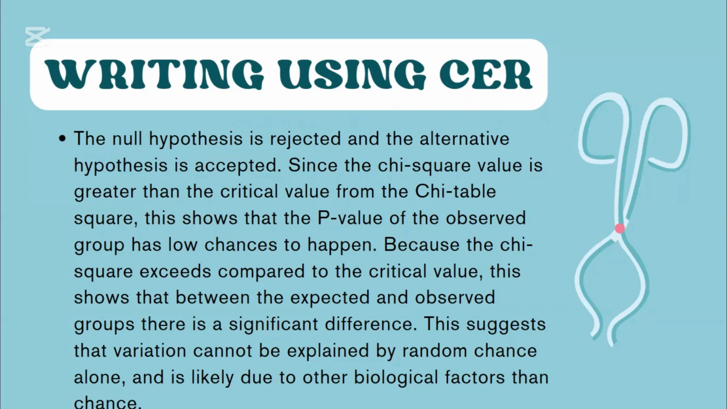the observed group has low chances to happen. Because the chi-square exceeds the critical value, this shows that between the expected and the observed groups there is a significant difference. This suggests that the variation cannot be explained by random chance alone, and it is likely due to other biological factors. This is how you can write down your conclusion in the case that the null hypothesis is rejected. If it's accepted, you need to point out that the alternative hypothesis was accepted and point out why.